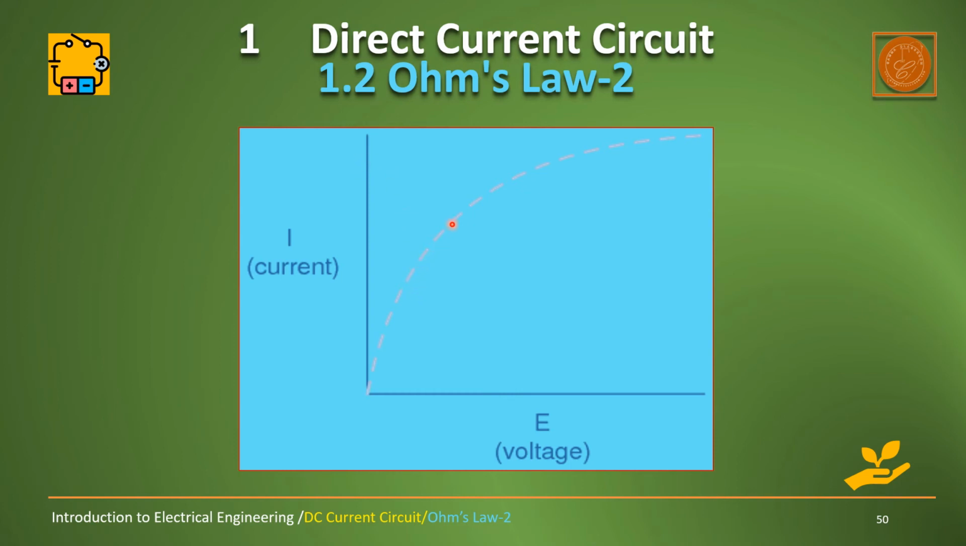If we connect all the points together, you can see these points are not on a straight line. They are on a curved line like this. That means the resistance value in this circuit is not constant, it is variable. We call this a non-linear circuit. It means the resistance in this circuit is not constant.